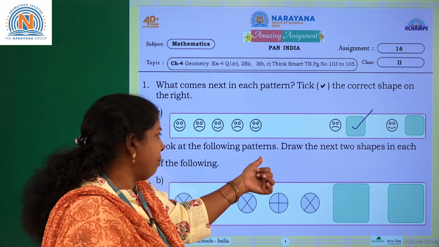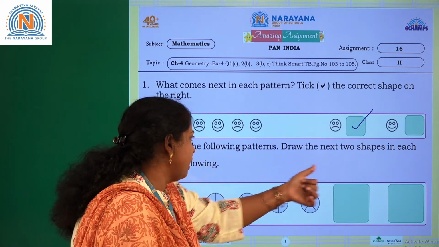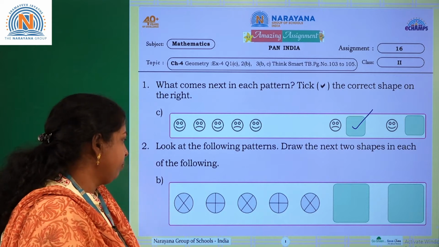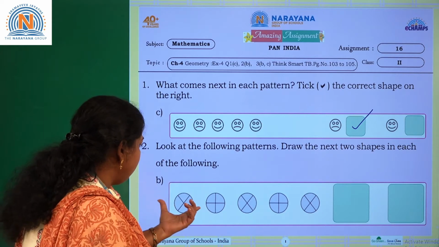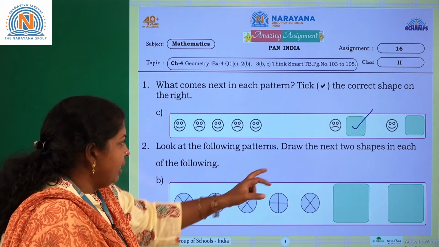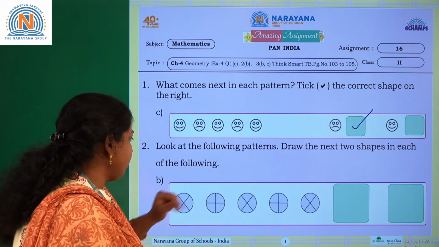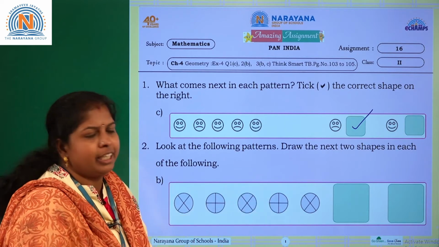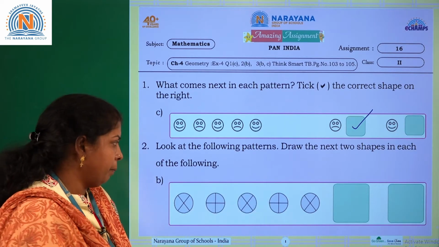Look at the following patterns. Draw the next two shapes in each of the following. Okay. There is some pattern in the given figures. Draw the next two shapes in each of the following. Next two shapes we need to identify and we need to draw.